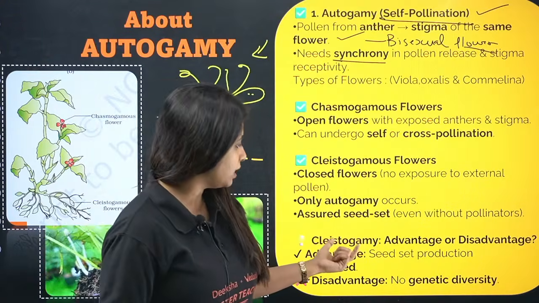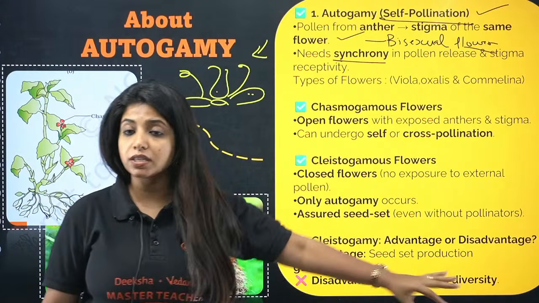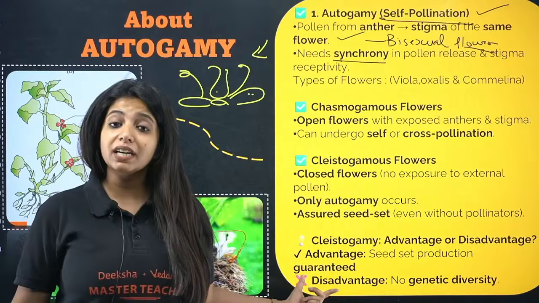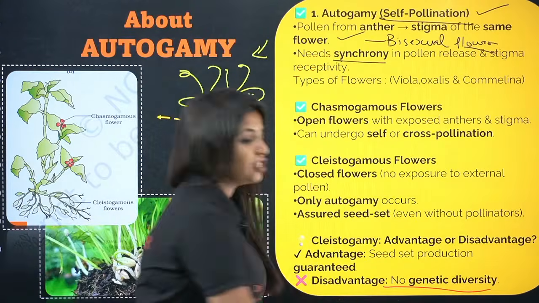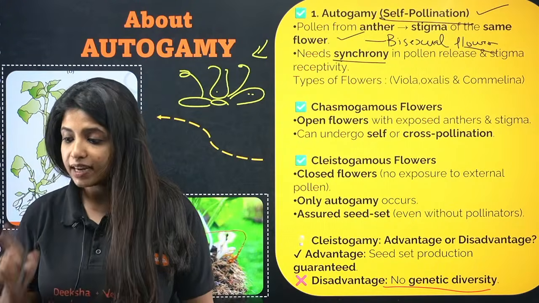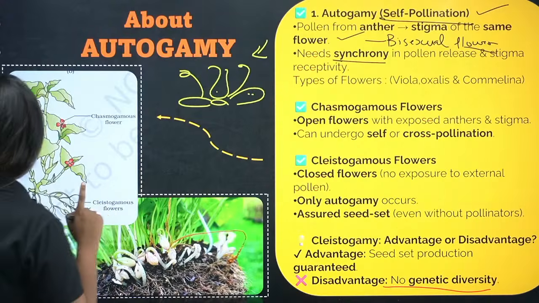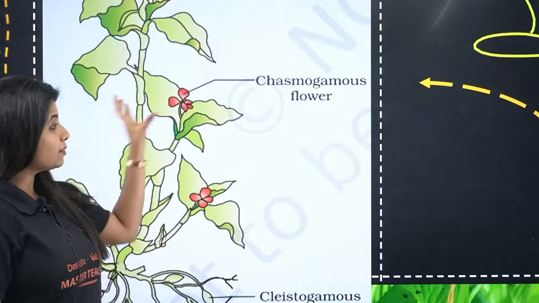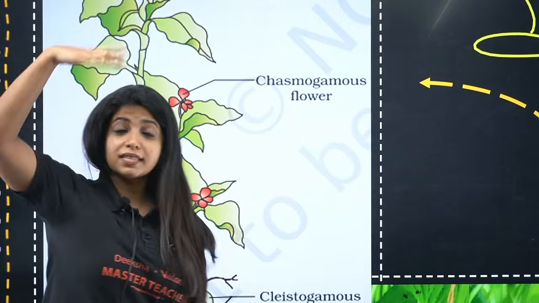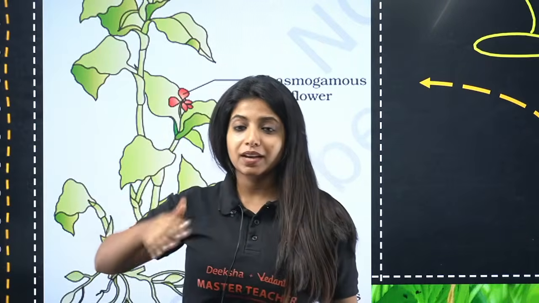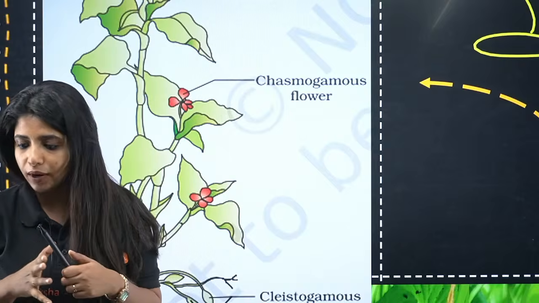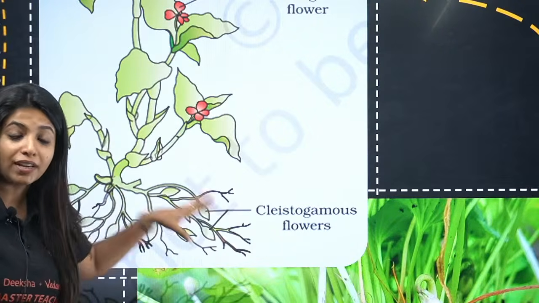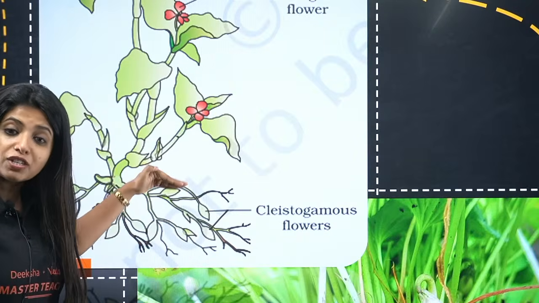Now, what is the advantage? Clistogamy, is it advantageous or disadvantageous? The advantage is that seed set will be produced every time. The disadvantage is that there won't be any genetic diversity. Now, listen to me carefully here. One more thing we need to know: chasmogamous flowers are mostly located towards the upper area. When you talk about clistogamous, the closed ones, they do not need pollinators, so they are mostly towards the root region, or just above the soil.